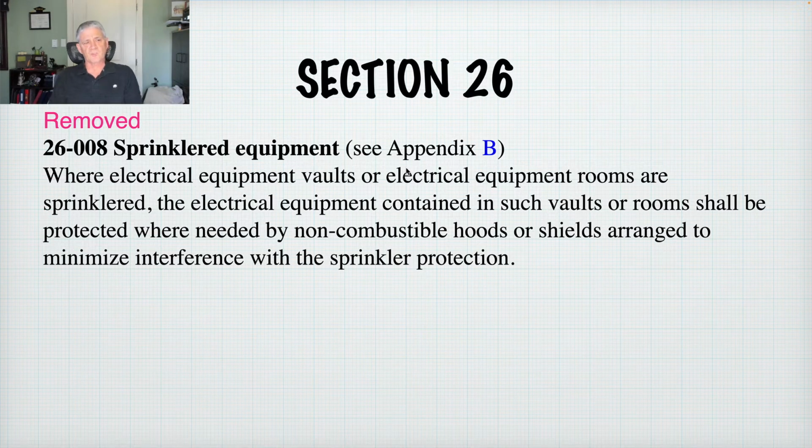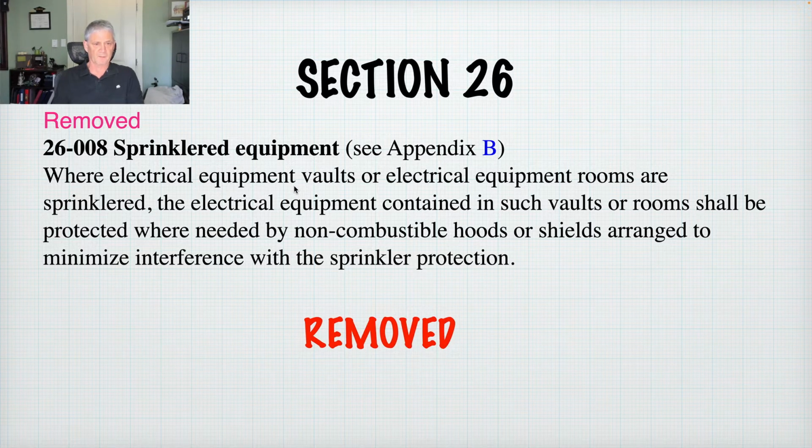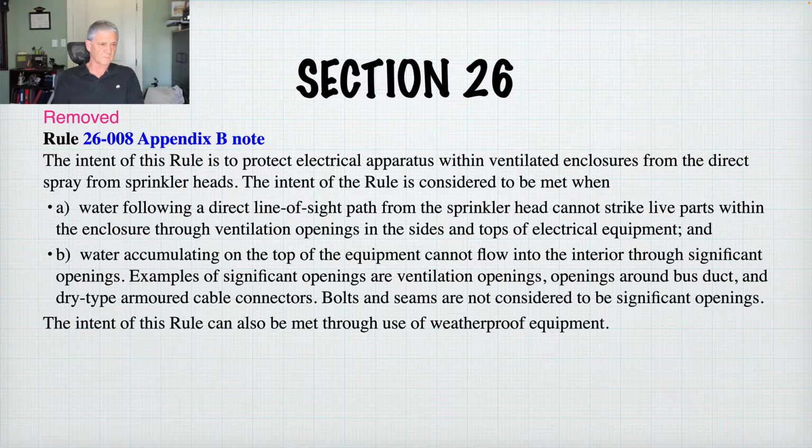So as I noted just a moment ago, 26-008 sprinklered equipment. This is a rule from 2018 where electrical equipment vaults or electrical equipment rooms are sprinklered. The electrical equipment contained in such rooms or vaults shall be protected where needed by non-combustible hoods or shields arranged to minimize interference with the sprinklered equipment. This rule and the appendix rule has now been removed. And the Appendix B note has been removed as well.